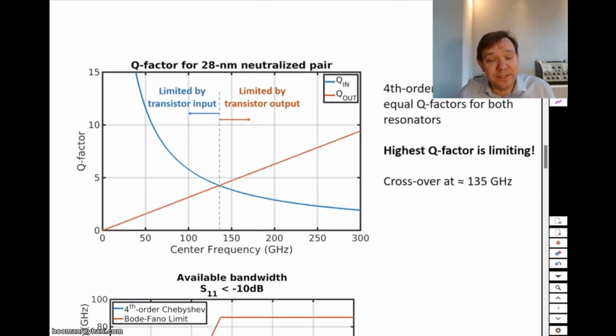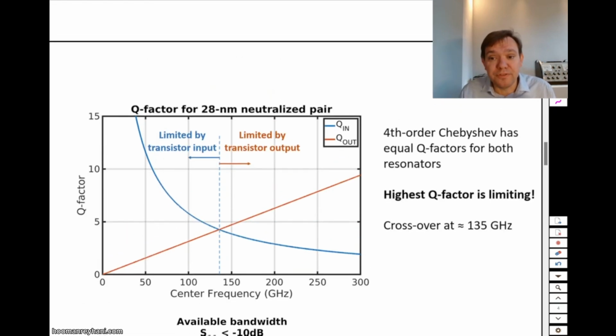We talked about bandwidth. Bandwidth is typically related with Q factor. We have seen that the input impedance is an RC of a transistor. Output impedance is also an RC. And you would have to look at the so-called Bode-Fano limit. The Bode-Fano limit tells you, if you have a certain RC, resistor and capacitor, what is the bandwidth you can get. And there is a Q factor, an RC product, on the input side. There is a Q factor on the output side. Which one limits your bandwidth?